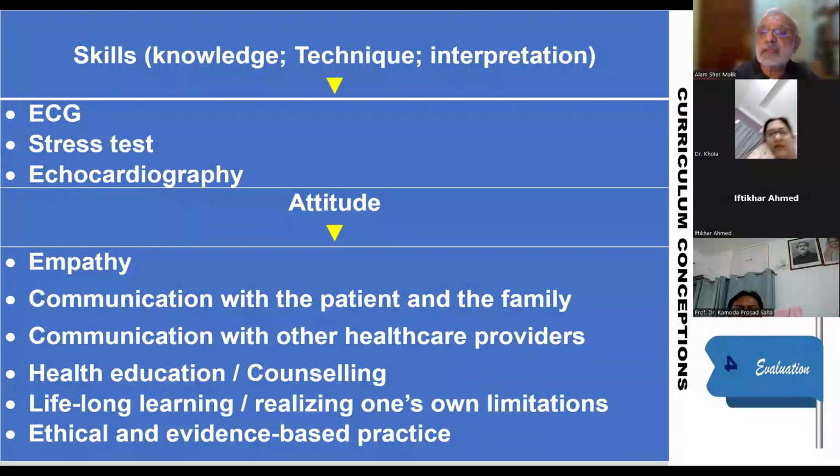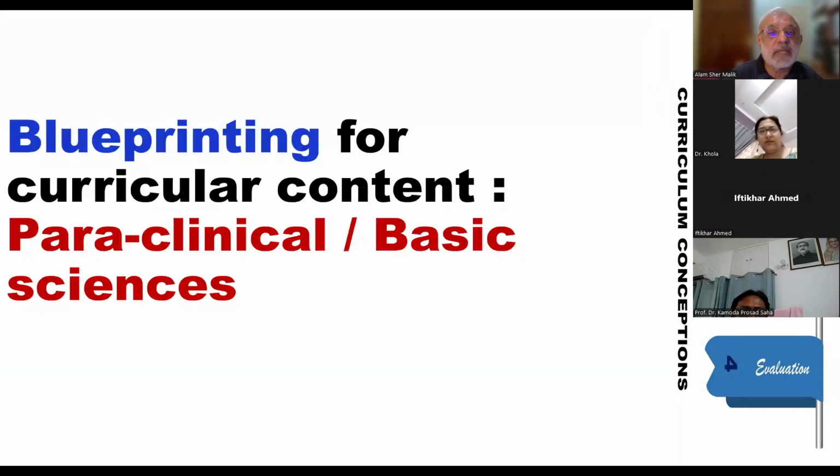We identified the learning outcomes. From learning outcomes, we identify the condition, the list of topics. From the list of topics, we prioritize this list based on their impact and frequency. And then once we have identified these topics, under that topic we have subtopics which are related to knowledge, skills, and attitude. So we make the whole list of that. So that was an example of clinical content.